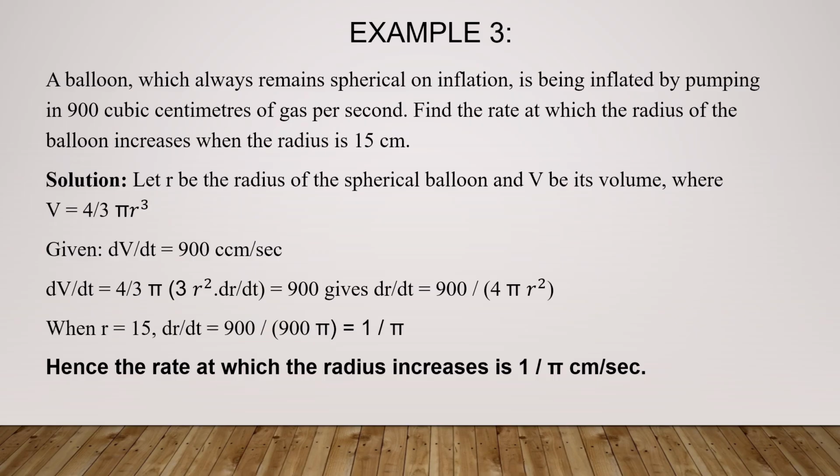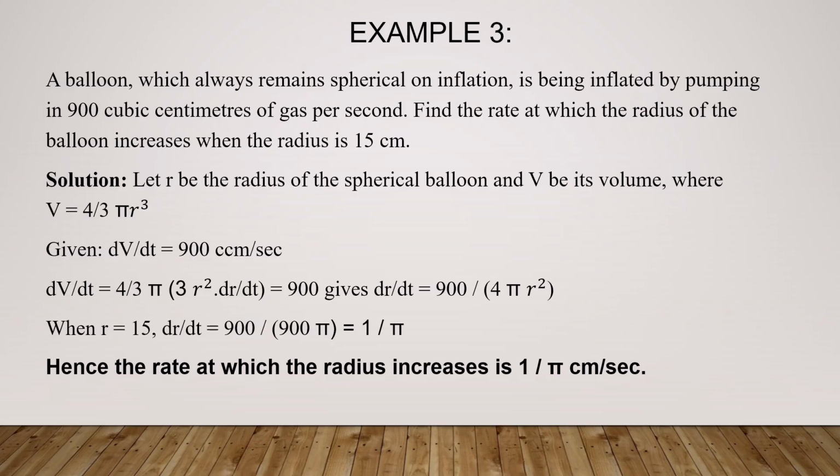Next what is given to us is the rate of change of volume with respect to time. That means it is given over here that a balloon which remains spherical is being inflated by pumping. What is the rate? 900 cubic centimeters of gas per second. So dV by dt is 900 cubic centimeter per second. Now dV by dt is 4 upon 3 pi, which is constant, into derivative of r cube, which is 3r square, into dr by dt. Why? Because dr by dt is the rate of change of radius.